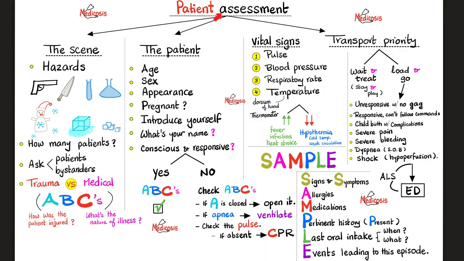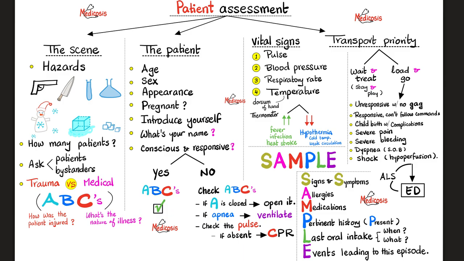Once you arrive at the scene, you assess the scene. Is it safe or not? Then, is it a trauma condition or a medical case? Then, don't forget the ABCs. Understand what caused the injury and what the nature of the illness is. Then, make sure you know the patient's age, sex, appearance, pregnant or not. Introduce yourself, ask the patient about his or her name. Is your patient conscious? If yes, ABCs.